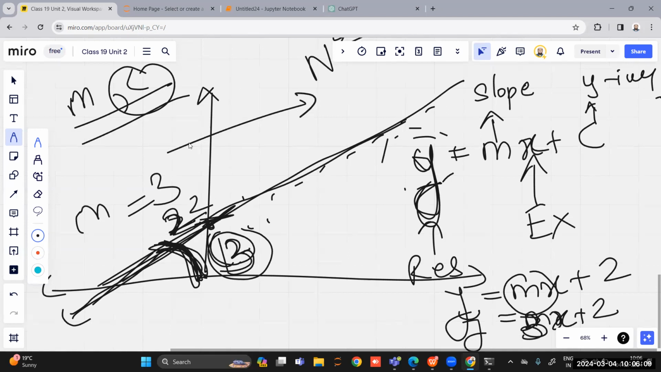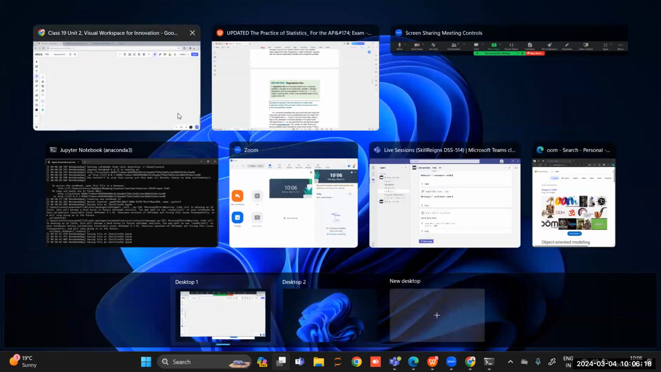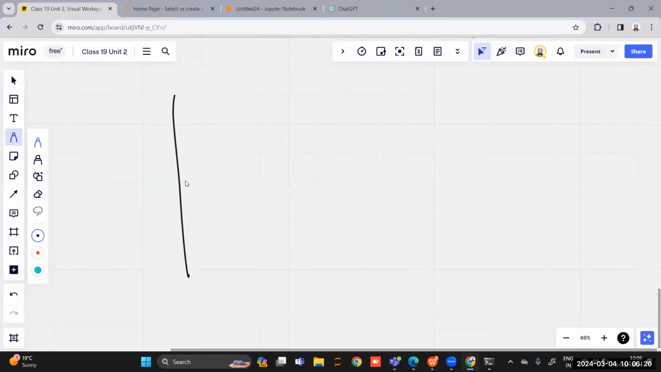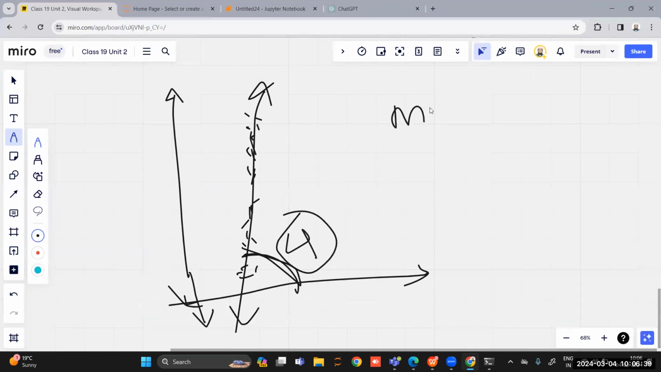For example, this is the line, and I am telling that the inclination is around 4. So what will be the equation of the line? I'll do it downside. Suppose this is the line for our residual plots, and the residual plots are like this. So I've drawn a line like this. I'm telling that inclination is 4, which means m equals 4.